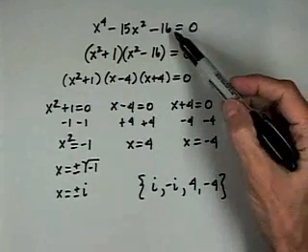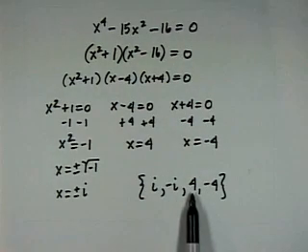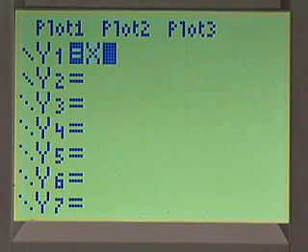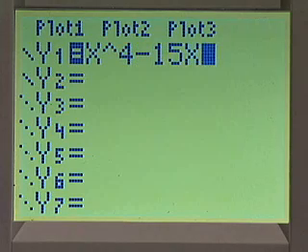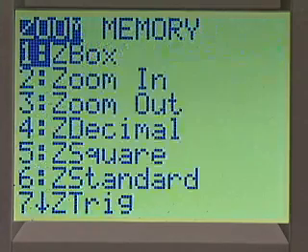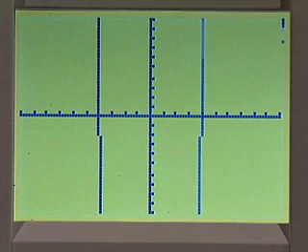What we're going to do is graph the equation as y1 and see that it crosses the x-axis, or is 0, at 4 and negative 4. Let's do that. So in our calculator, as y1, we're going to put x to the fourth power minus 15x squared minus 16. It may be that we can get a decent graph on a standard window. Let's try that by zooming 6. If we don't see something we like, we can change the window.